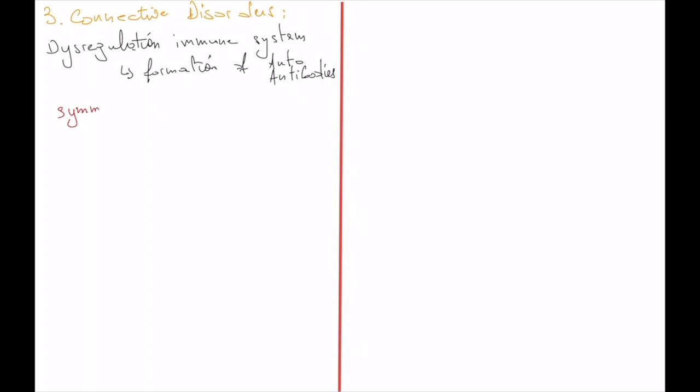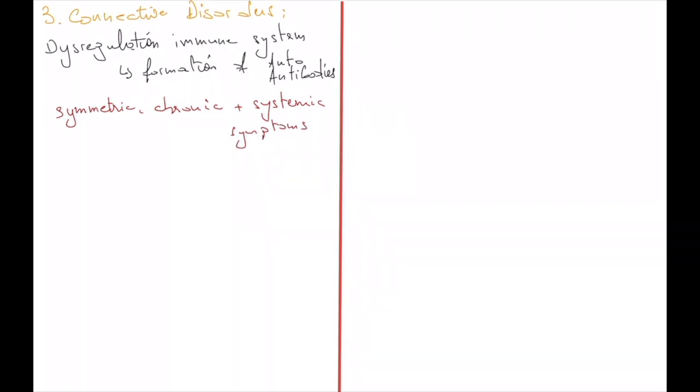So, whenever you see symmetric and chronic polyarthritis with systemic features, meaning weight loss, chronic fever, organ involvement like kidneys, lungs, etc., consider connective tissue diseases. Let's start with the most common one, and it's, of course, rheumatoid arthritis. We're not going to spend too much time on this one.